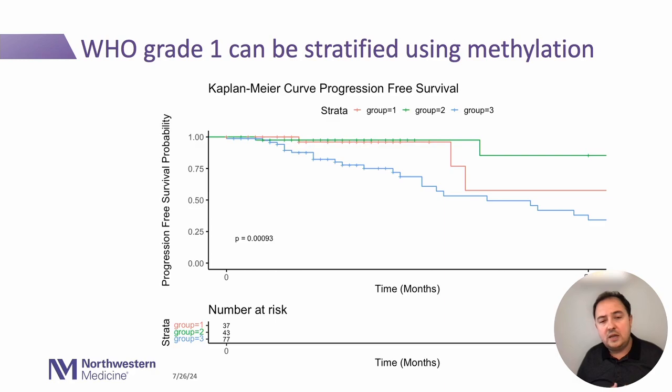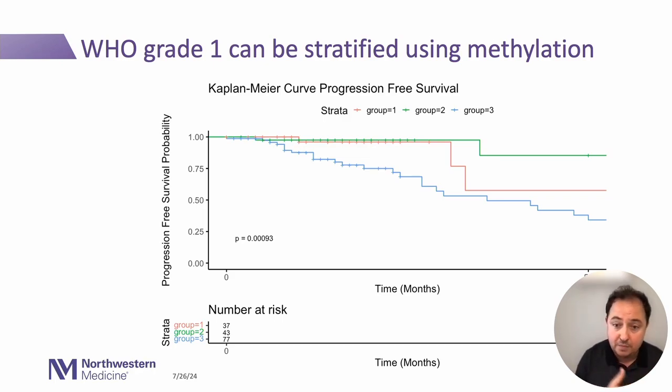Next, we look at WHO grade 1 and see whether it can be stratified using methylation. We took all WHO grade 1 samples that were deemed WHO grade 1 at the time of diagnosis, and we looked at the corresponding clusters. So we separate them into three clusters: WHO grade 1 samples in cluster 1, WHO grade 1 samples in cluster 2, and WHO grade 1 samples in cluster 3.